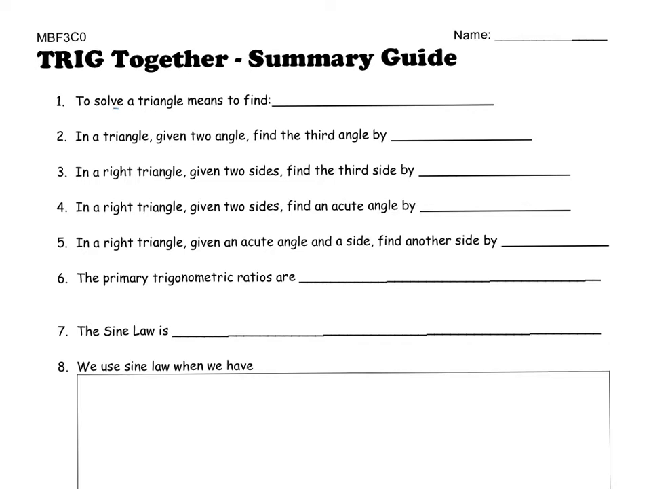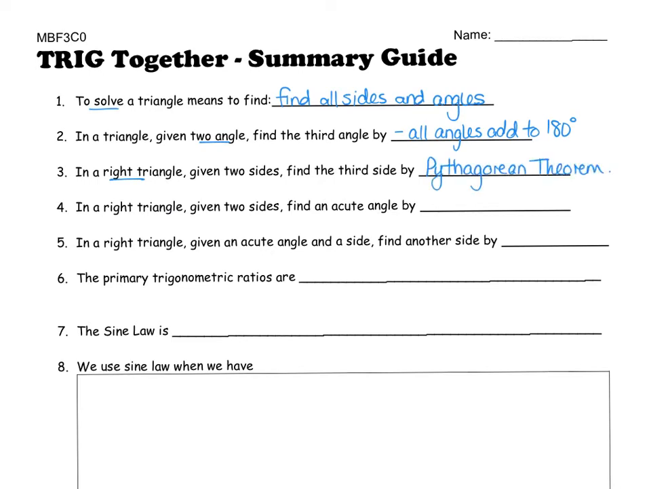First, to solve a triangle means to find all the sides and all the angles. Second reminder is that in a triangle, if you're given two of the angles, you can find the third angle by the sum of the angles in a triangle theorem, or the idea that all angles in a triangle add up to 180 degrees. Also, in a right angle triangle, if you have two of the sides, we know that you can find the third side by using Pythagorean theorem.